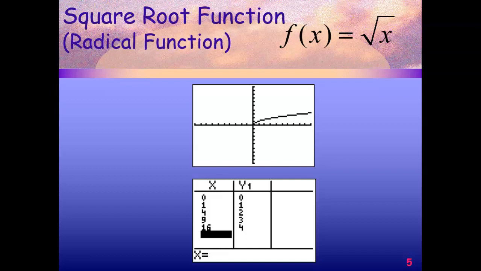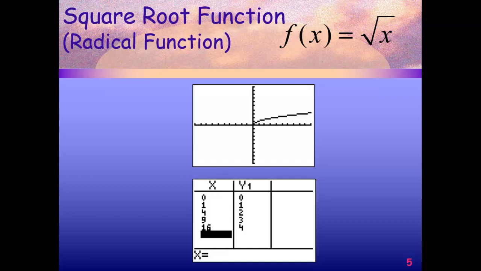We have the square root function, f of x equals the square root of x. It is a radical function. All of them are radical, so we could have cube root, fourth root, square root. In this case, it starts at the origin, and then it continues curving to the right, but it doesn't go back past the origin. So it has an endpoint at the origin. So it does have a value at the origin.